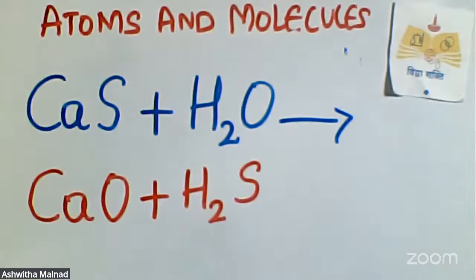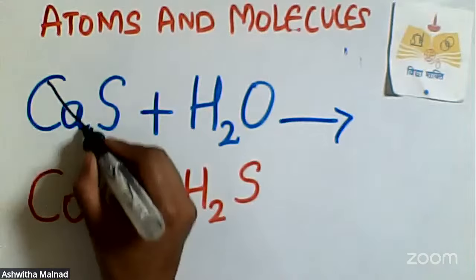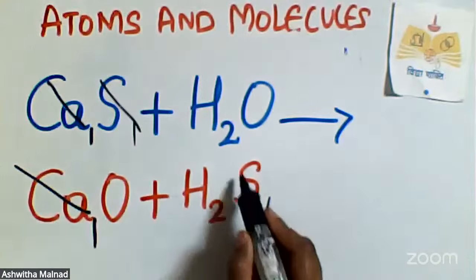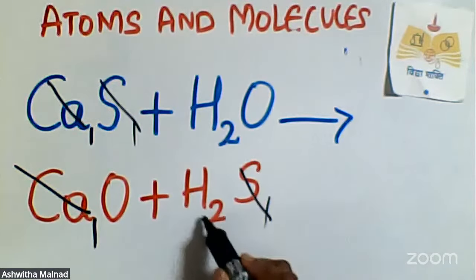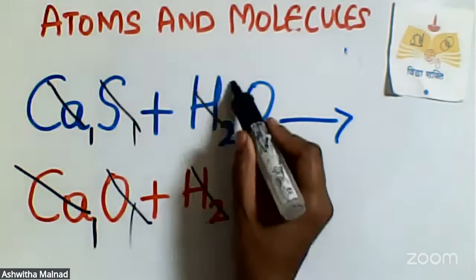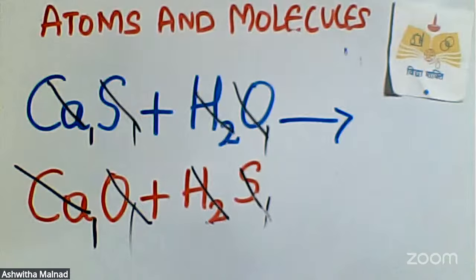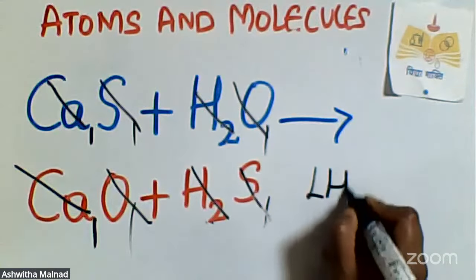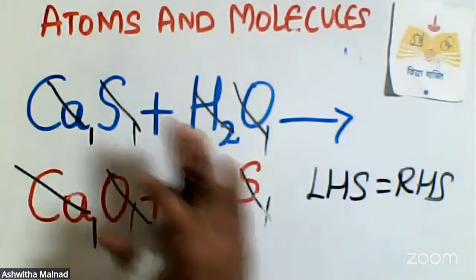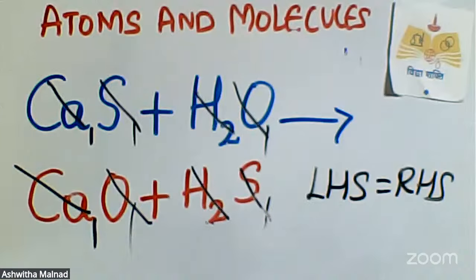How much calcium is there here, children? Let me take some other color so that you can find the difference. 1 here, 1 here, is it balanced? How much sulphide is there? 1 here, 1 here, balanced here too? How much hydrogen? 2 atoms here, how much here? 2, balanced? How much oxygen? 1 and 1, balanced? This is a balanced chemical equation where LHS is equal to RHS. Left hand side is equal to right hand side. Clear?